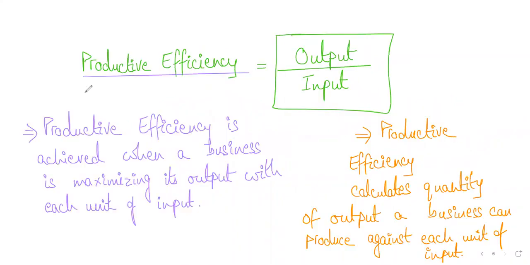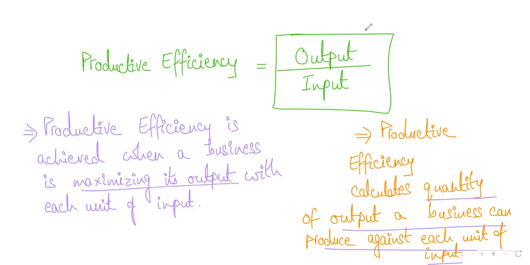Okay. Now, what is productive efficiency? Productive efficiency is output over input, which basically means it calculates the quantity of output a business or an economy can produce against each unit of input. Another way to put this is that productive efficiency is achieved when a business is maximizing its output. So when the value of this formula is maximized, that is when a business or a country is productively efficient. When you are maximizing your output against each unit of input, that is productive efficiency. As simple as that.